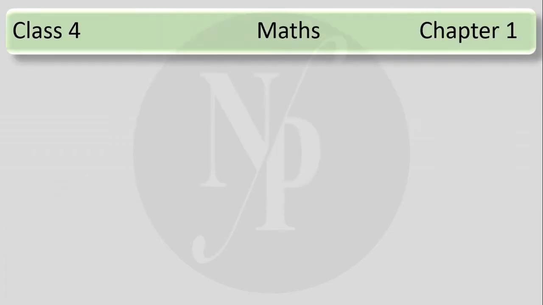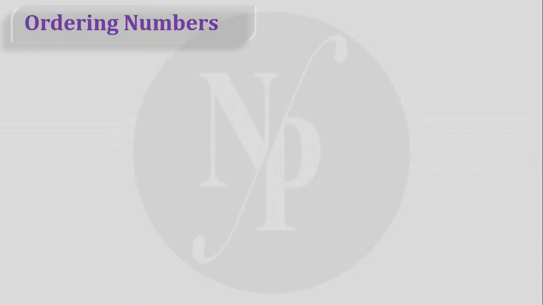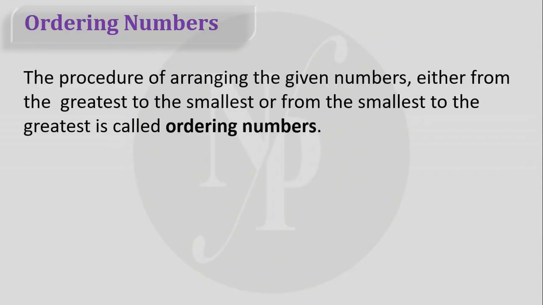This video is made for class 4 maths, chapter number 1, numbers. Now let us understand ordering numbers. The procedure of arranging the given numbers either from the greatest to the smallest or from the smallest to the greatest is called ordering numbers.